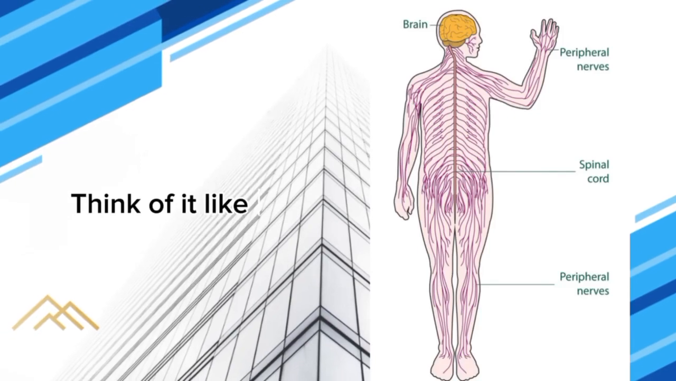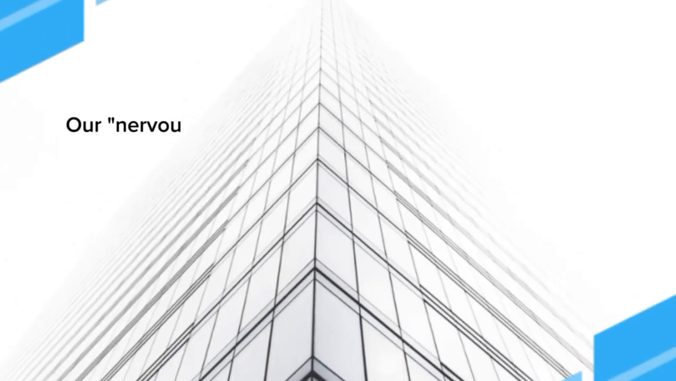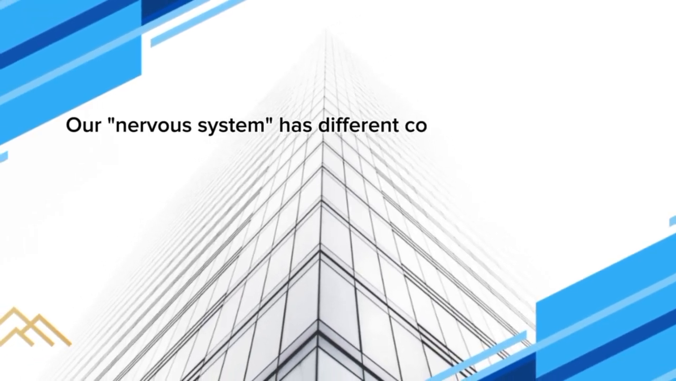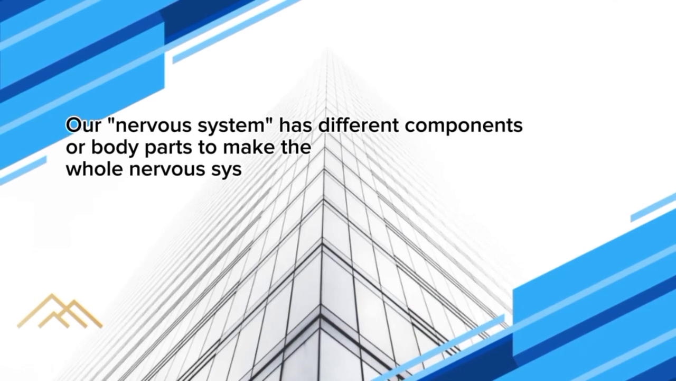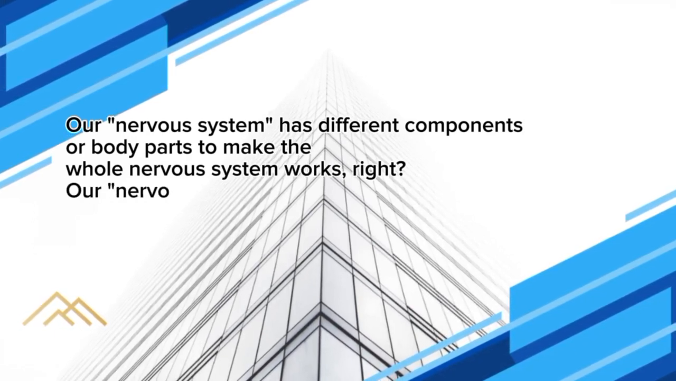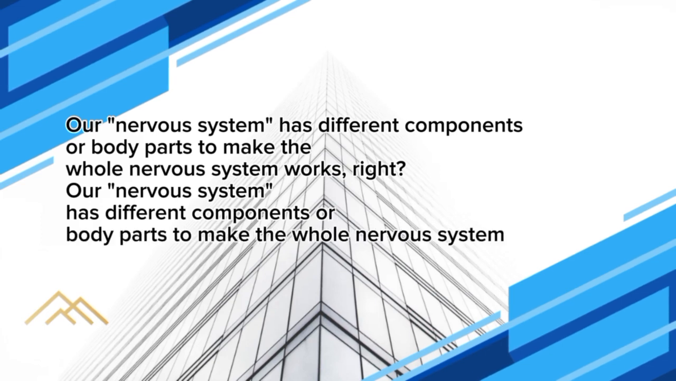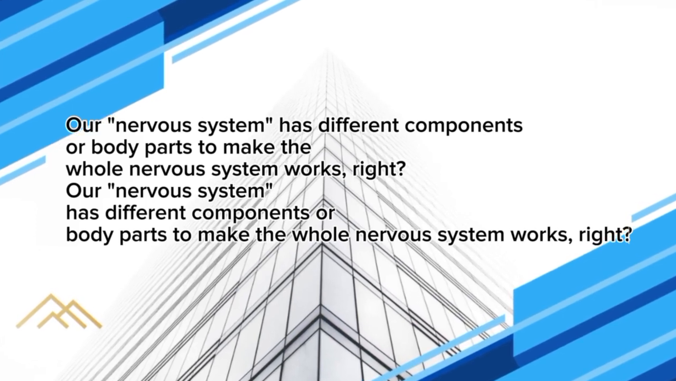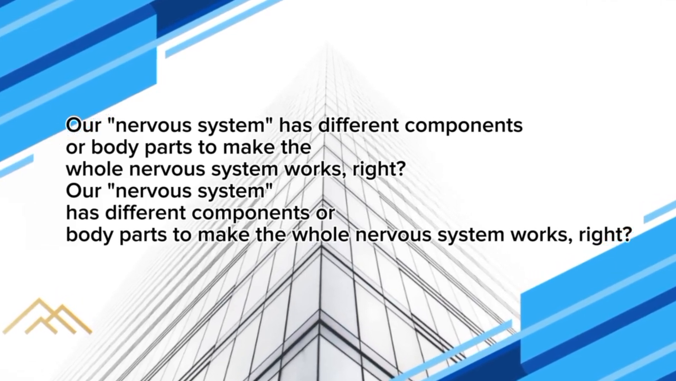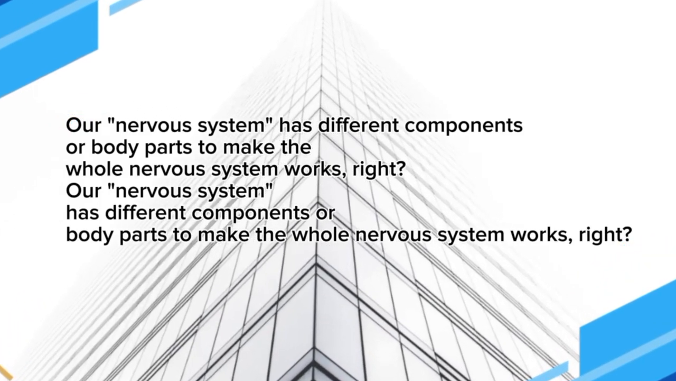Think of it like our nervous system. Our nervous system has different components or body parts to make the whole nervous system work, right? There are components that are interconnected for it to work properly. For example, our senses gather information and transmit it to our brain with the help of our nerves. Each part has different roles and functions, but generally, as a group, they are called the nervous system.